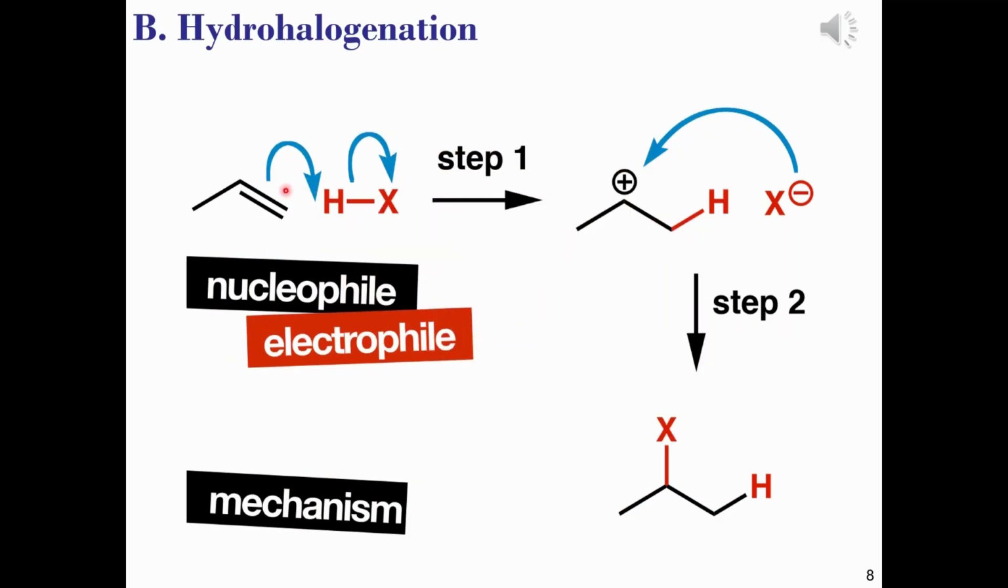Here is an example of the mechanism of a hydrohalogenation reaction that involves prop-1-ene with a hydrohalic acid. These are typically HBr, HI, as HCl is too slow to be of any synthetic usefulness. In the first step, the alkene reacts with the hydrogen electrophile and the bond between HX is broken.